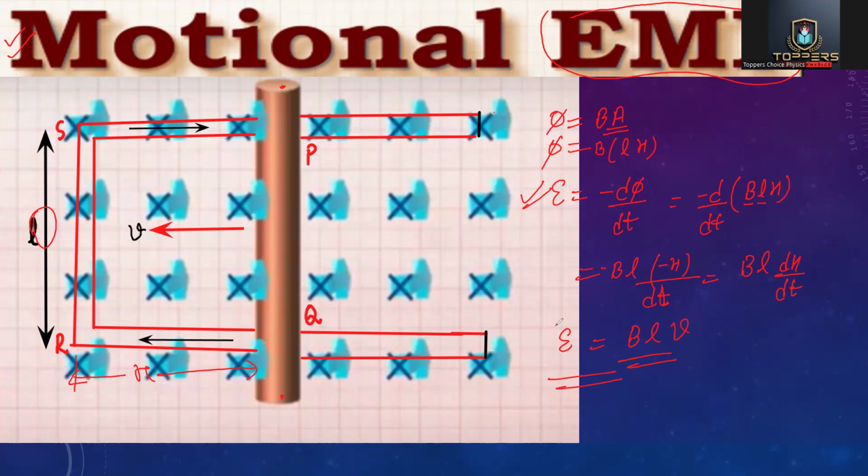So what is the value of the motional EMF when a conductor is moving in a magnetic field and sweeping the magnetic flux? You will get the EMF as E is equal to BLV, correct? This is an important topic, and with modifications of this topic, each and every year they ask questions in JEE Advanced, JEE Mains, and even in the NEET exam. So we'll look at some examples so that we get more clarity in this topic.